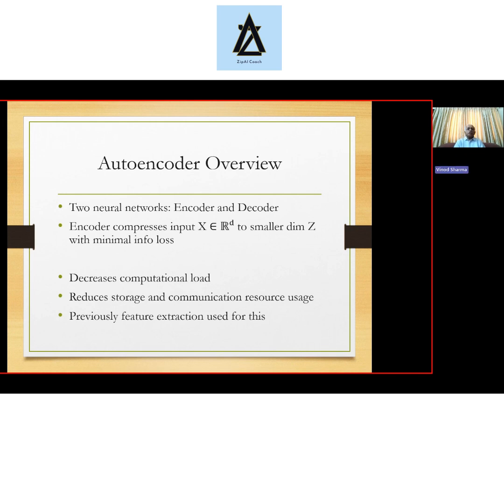This operation of reducing dimension from X to Z with minimal loss was previously done by feature extraction. But in feature extraction, human intervention was required and domain knowledge of experts was needed. In this case, using an autoencoder, we are going to use deep neural networks and no human interaction will be required. That is the advantage compared to the previous feature extraction techniques that people were using.